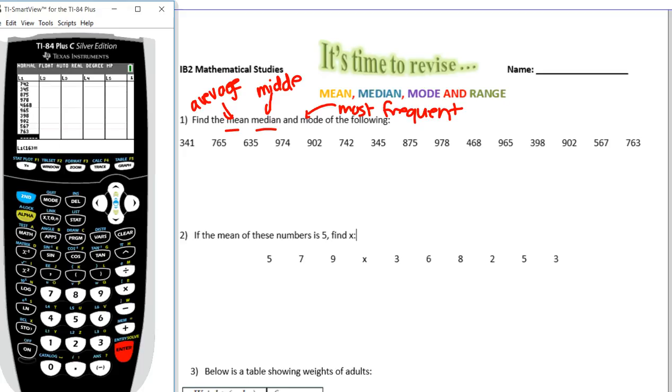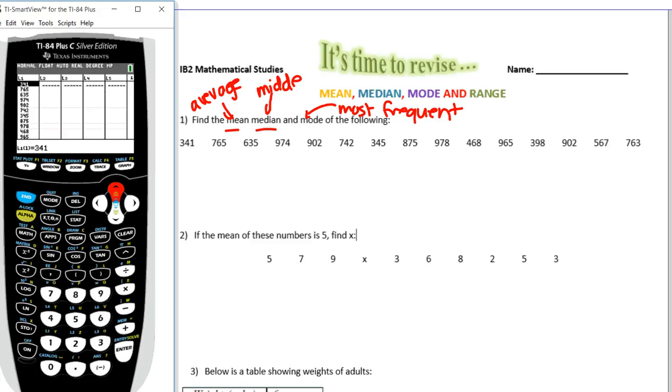So we should check the numbers. Let's go backwards. 763, 567, 902, 398, 965, 468. Oh, see, look, found an error. As I said, it's so easy to do that. So 468 instead. Go back and check them again. 978, 875. That's time well spent in your exam. 345, 742, 902, 974, 635, 765, 341. Okay, I'm pretty happy now. I feel like I've got it.